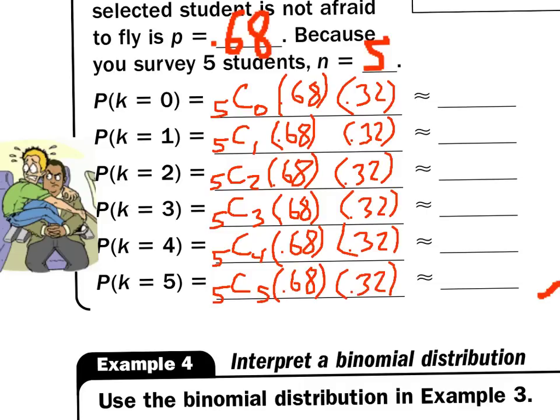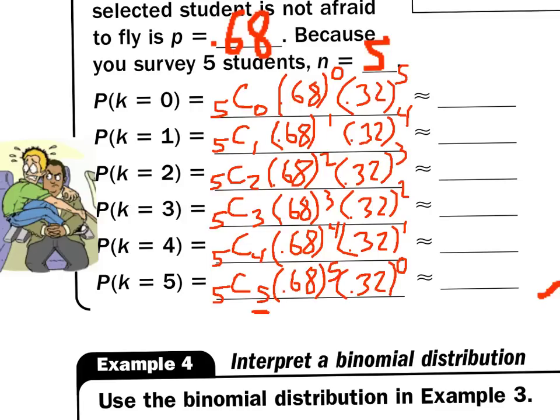Okay. Now, remember, this number that's going to go right here is going to match up with my K's, 0, 1, 2, 3, the number of successes I want to have, because I want 0.68 to the 5 when I want 5 successes. And those two numbers have to add up to be 5, so if I want 5 successes, that means I have to have 0 failures. I want 4 successes, I have to have 1 failure, 3 successes, 2, and so on.